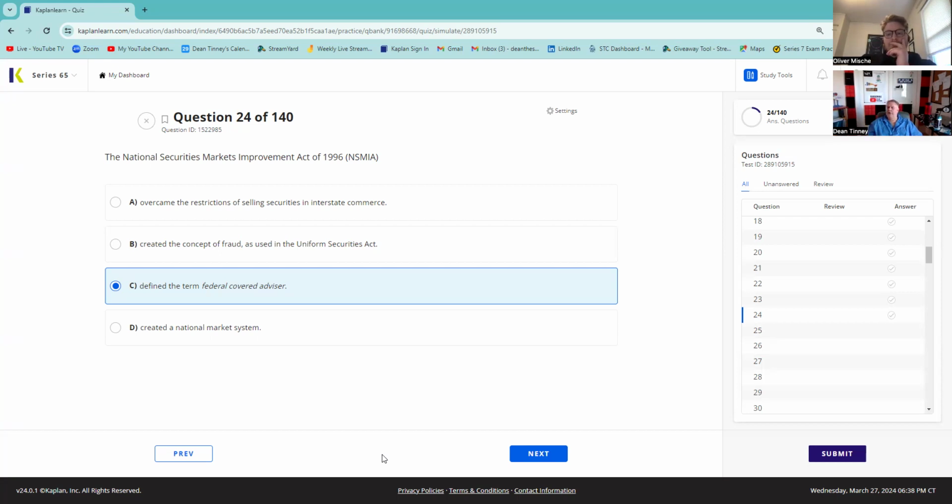The last one would be a Reg D private placement, right? For an exempt transaction under 33. Excellent.